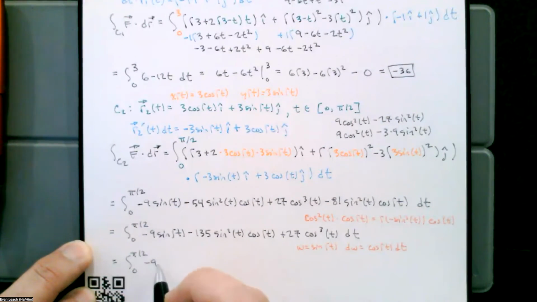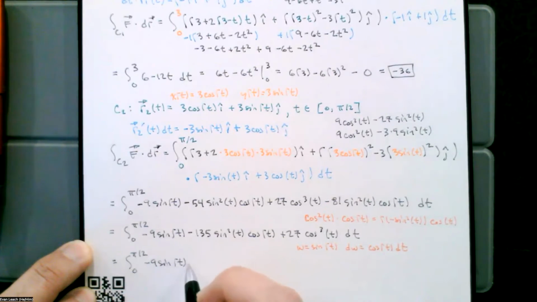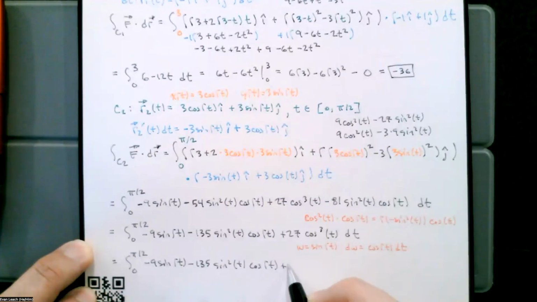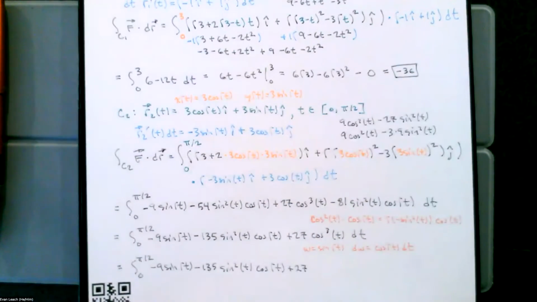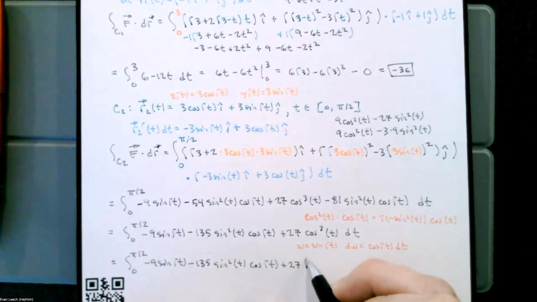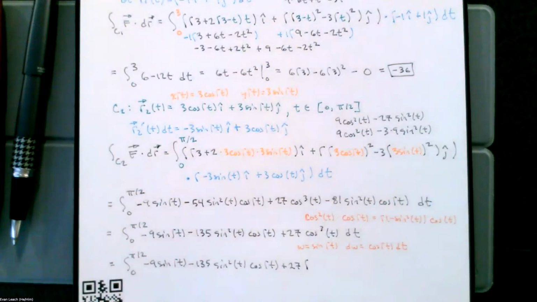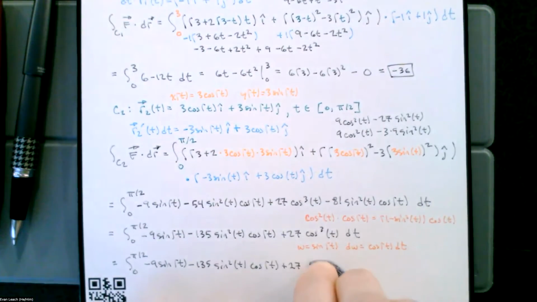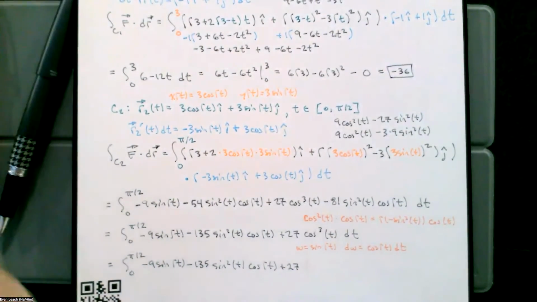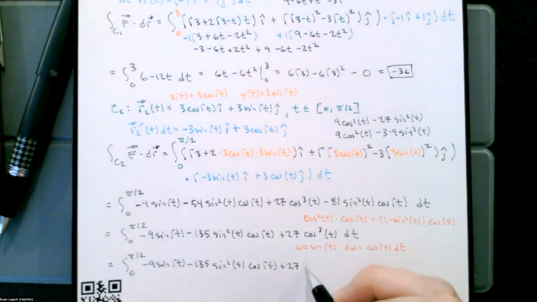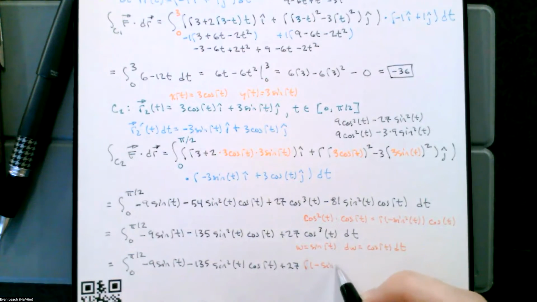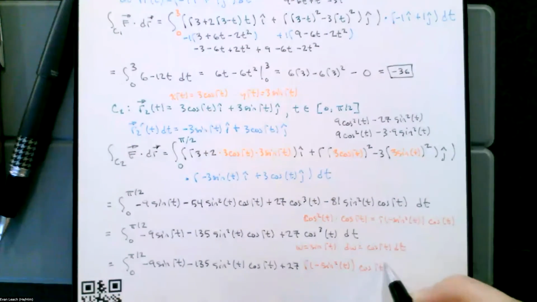I've got this minus 9 sine t minus 135 sine squared t cosine of t plus 27. Ugh, this is where this stuff starts. And cosine cubed is 1 minus sine squared times cosine of t.